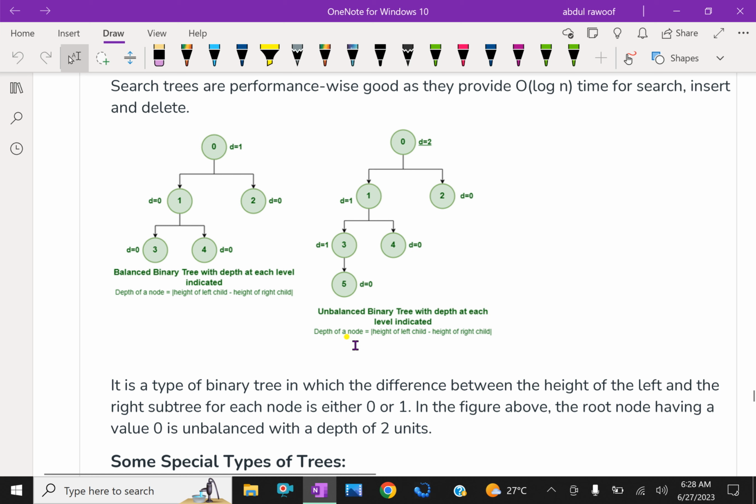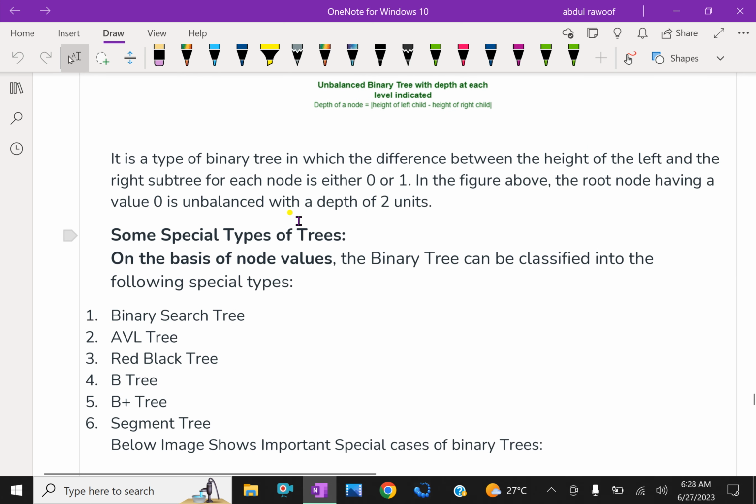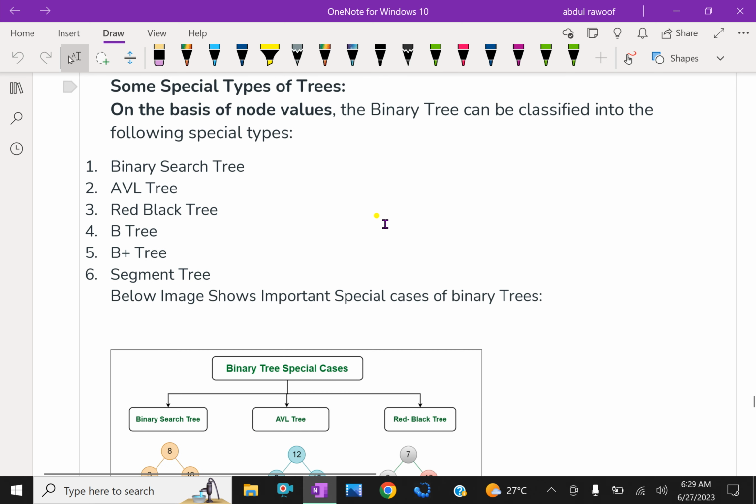Here, in the unbalanced binary tree, the depth of a node is equal to the height of the left child minus the height of the right child. It is a type of binary tree in which the difference between the heights of the left and the right subtree for each node is either 1 or 0.